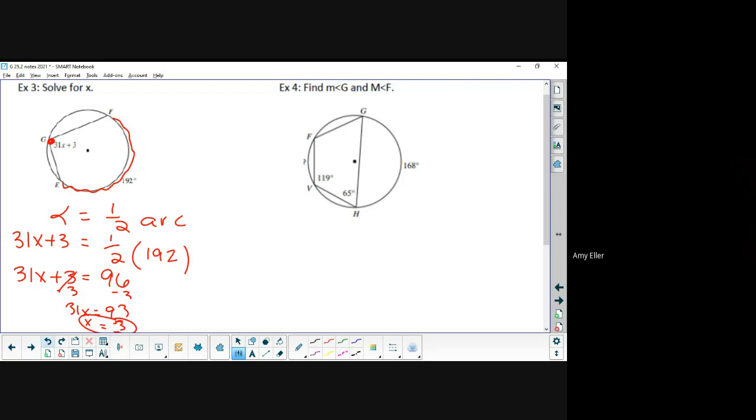Okay, number 4. This looks different. There's not just one angle. There is a 4-sided figure there. We have a theorem about a 4-sided figure. Read that theorem and see if you can come up with the measure of angle G and the measure of angle M.